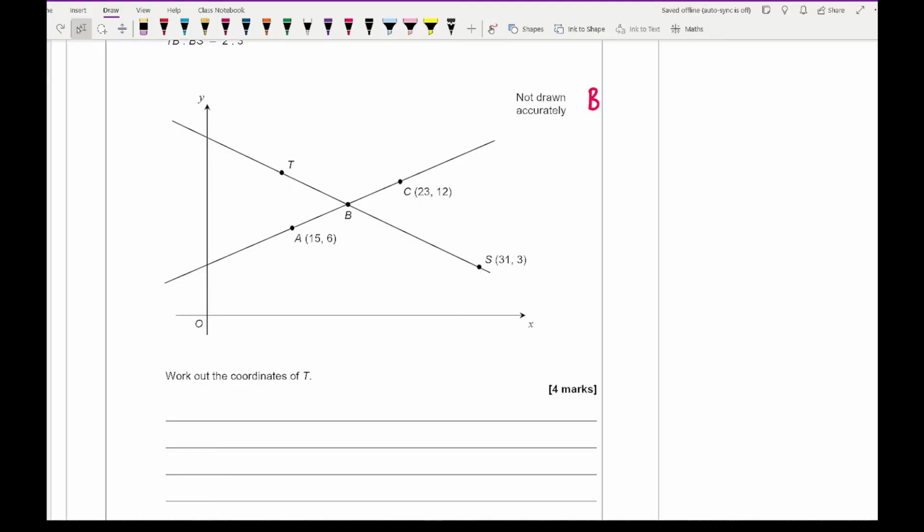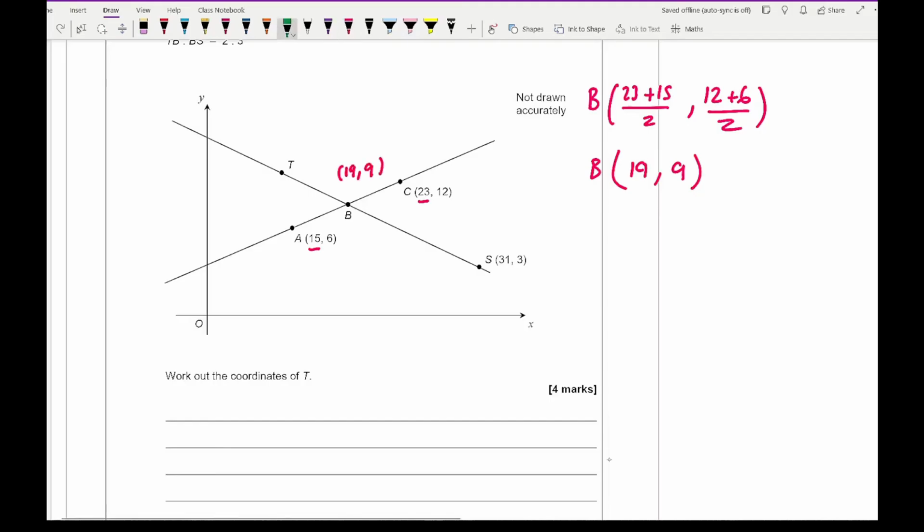Now if B is the midpoint, then all we need to do to find the x coordinate is add the two x values together and divide that by 2. So here we do 23 plus 15 divided by 2, and then for the y ordinate we're going to do 12 plus 6 divided by 2. So 23 plus 15 gives us 38, 38 divided by 2 gives us 19, and 18 divided by 2 gives us 9. So B has a coordinate of 19, 9. So if I just write 19, 9 there.